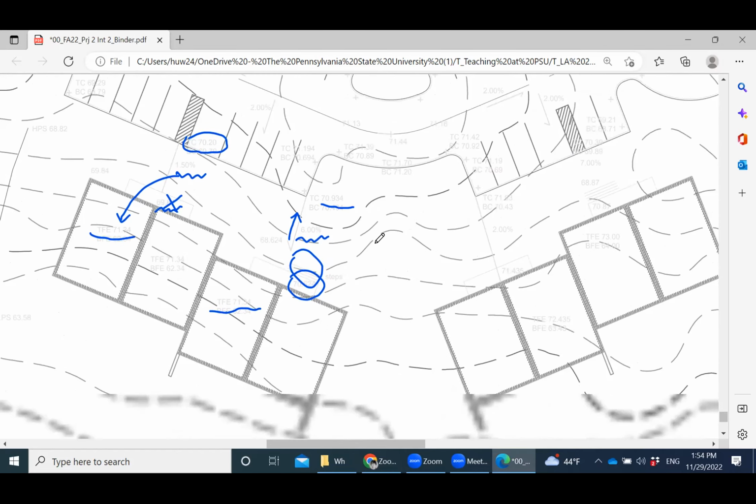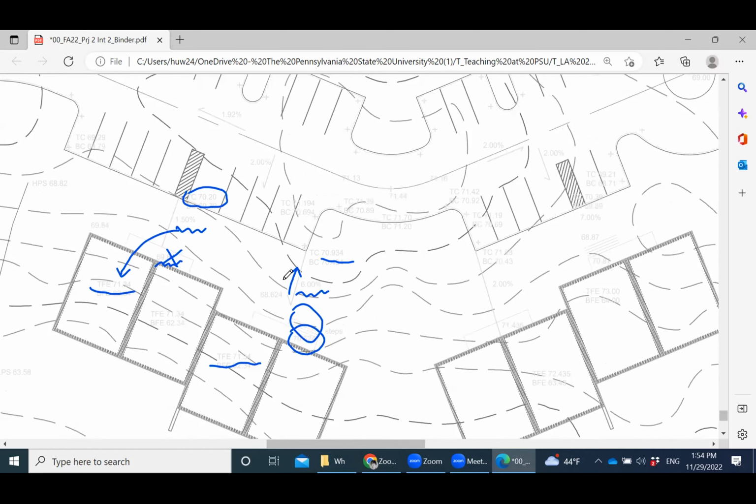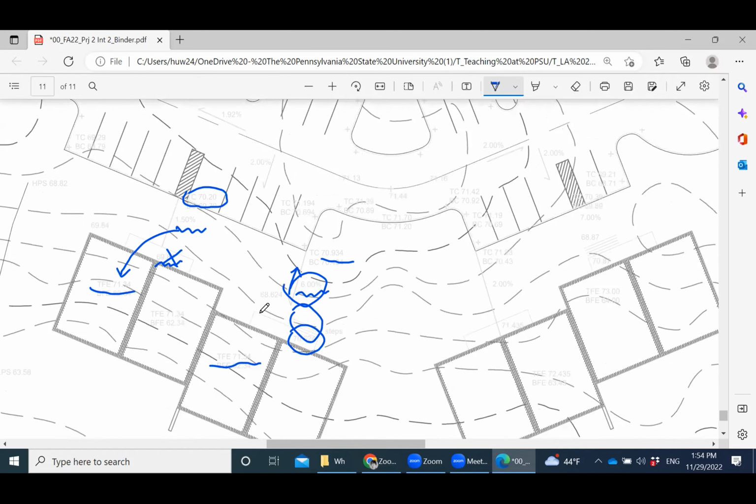Here we're at 71. That's a little strange, because if you are 71, you wouldn't be able to have a 6% slope and then get to 71.34. You don't have enough slope to get to that. So there are some matching issues. Try to clean up, try to verify which ones are the correct number.